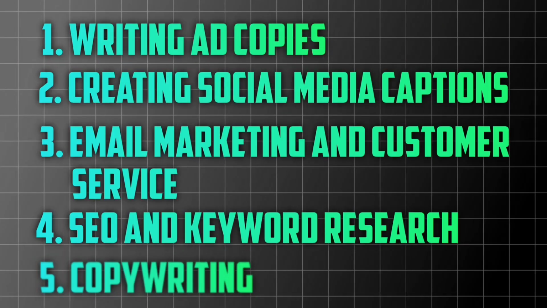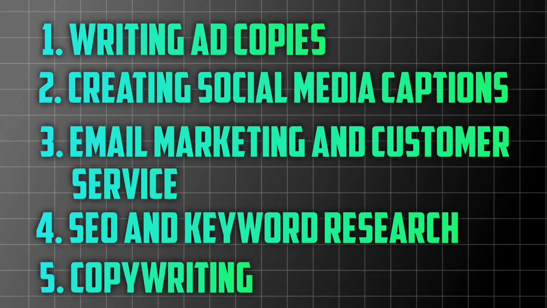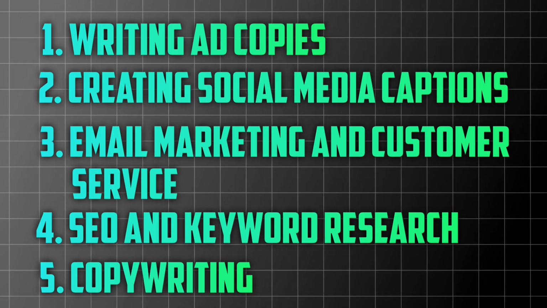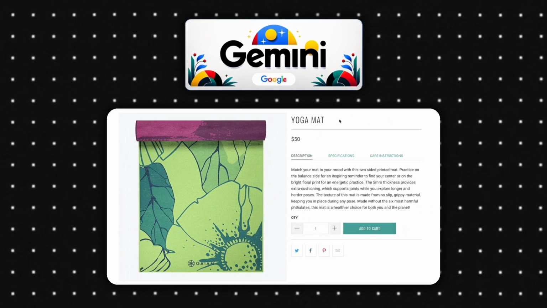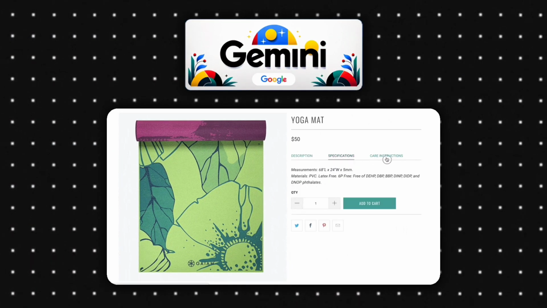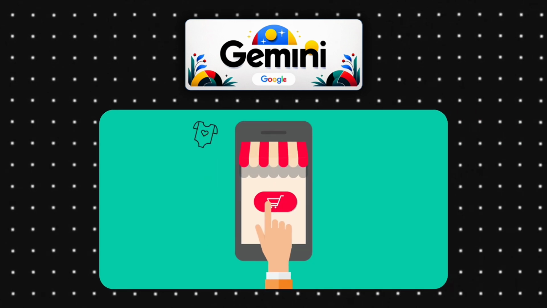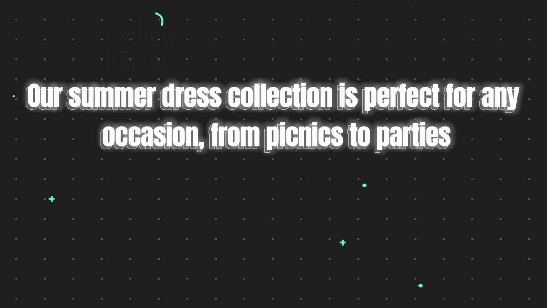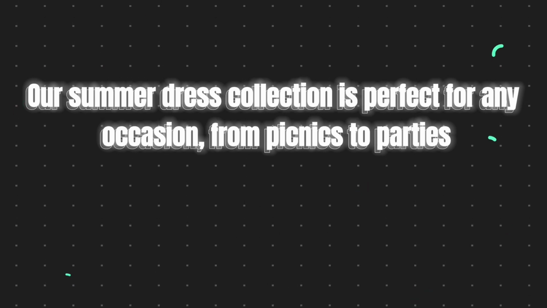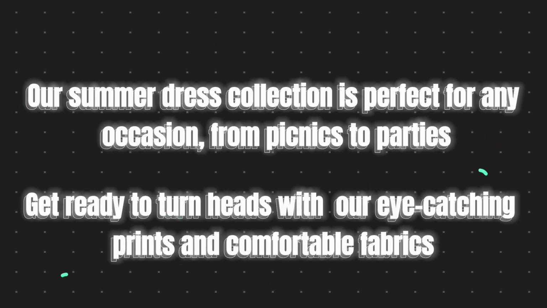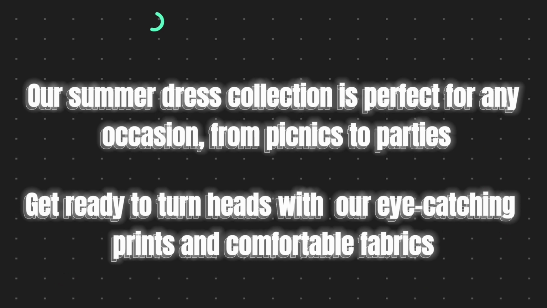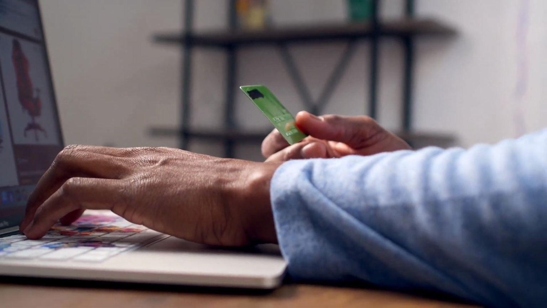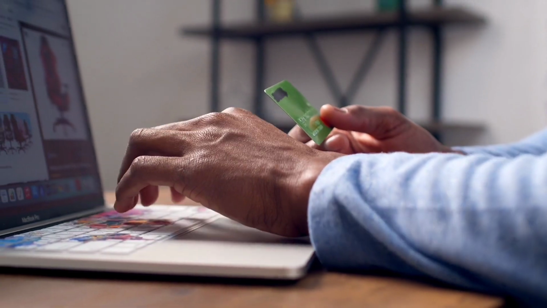The fifth way is to use Gemini for copywriting, such as writing product titles and descriptions. With Gemini, you can generate product descriptions that not only describe your products, but also persuade customers to buy them. For example, our summer dress collection is perfect for any occasion, from picnics to parties. Get ready to turn heads with our eye-catching prints and comfortable fabrics. This can help you increase your sales and customer satisfaction.